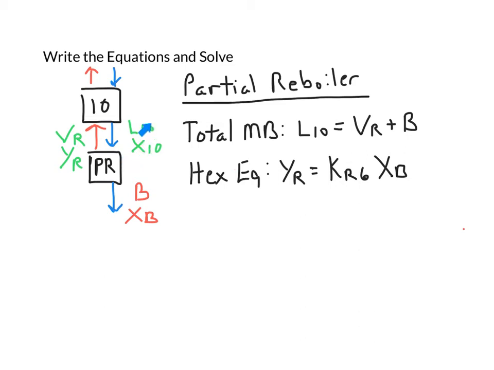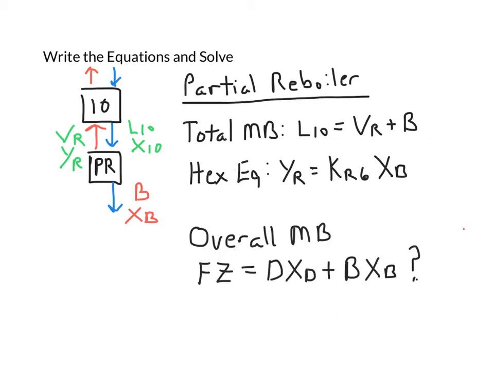Now, these variables in green are known from the analysis of stage 10, so the only unknowns here are the bottoms flow rate and the composition. So for equations, we just need the total mole balance to get B and the hexane equilibrium equation to get XB, because it's in equilibrium with the vapor coming out of the partial reboiler.